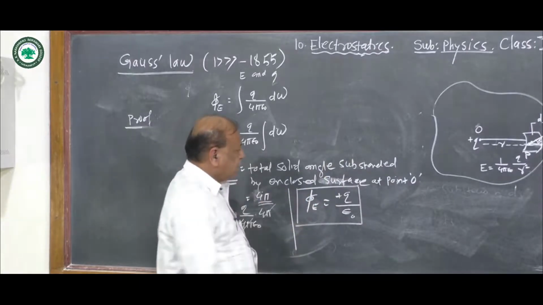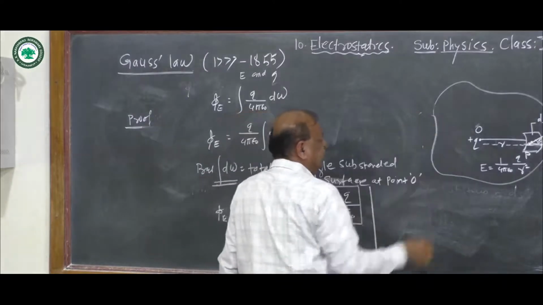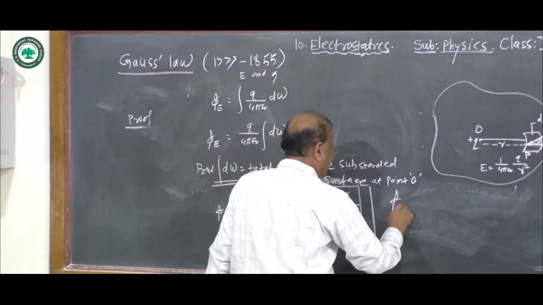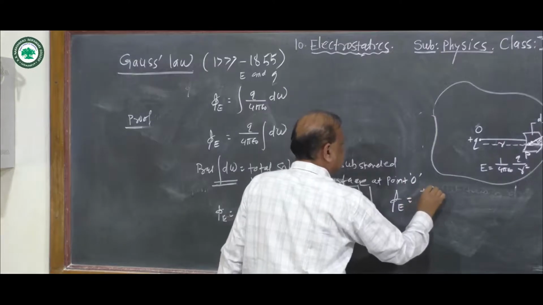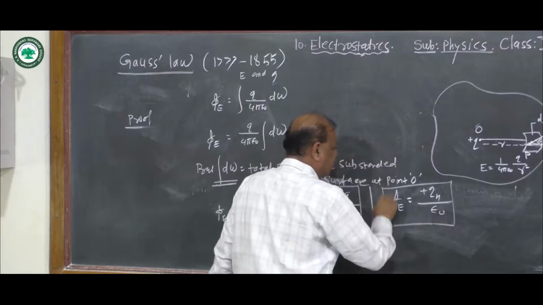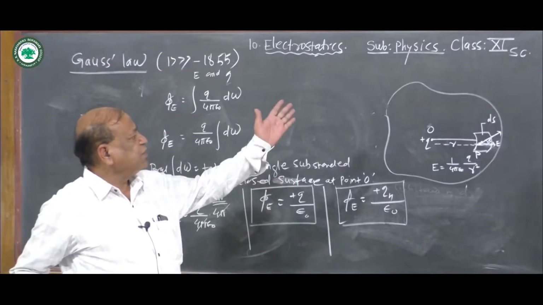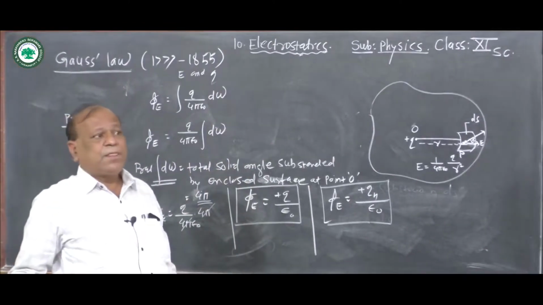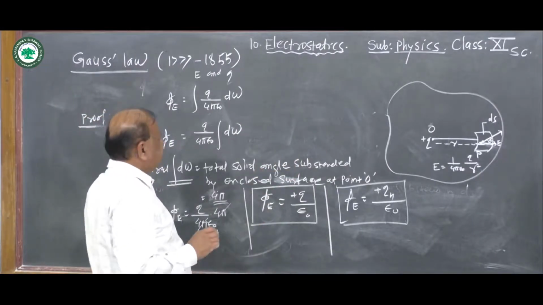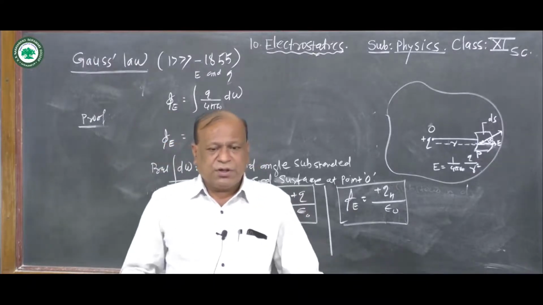Now we can modify this one in a different way. Suppose that surface area consists of charges qn, then phi E is equal to the charge qn divided by epsilon 0. This is the total electric flux of that enclosed surface of any shape. And now in this way we get the proof of Gauss's theorem in electrostatics.